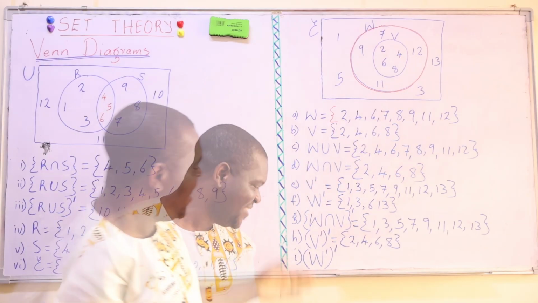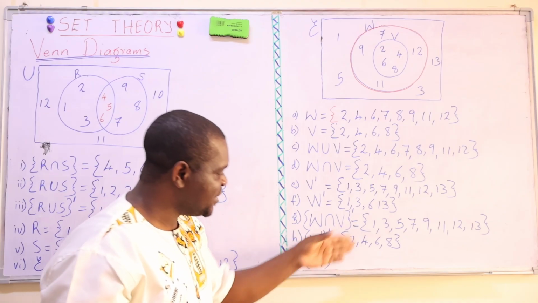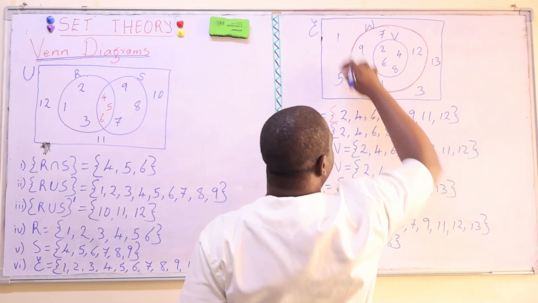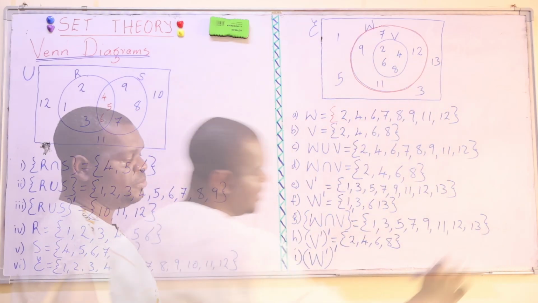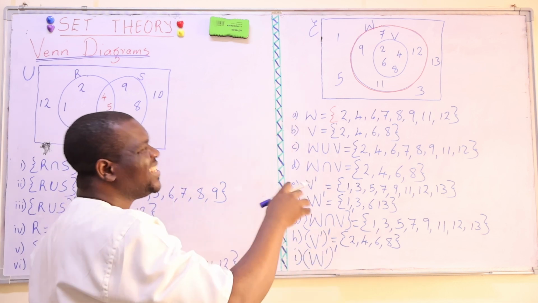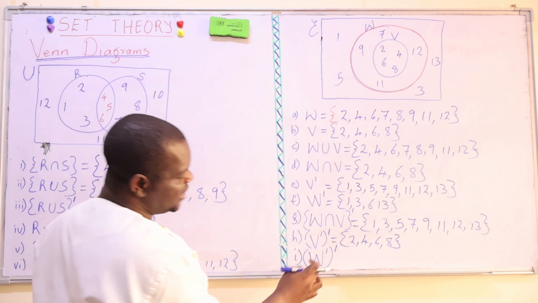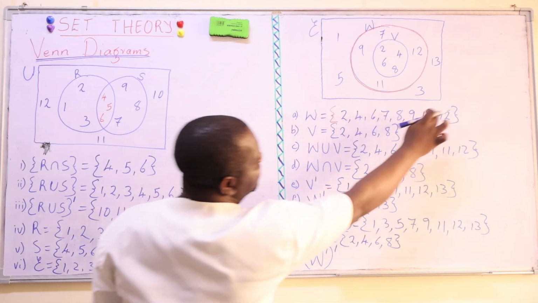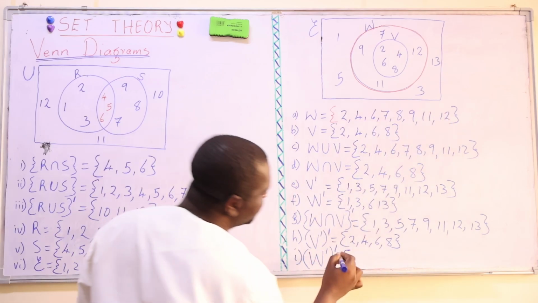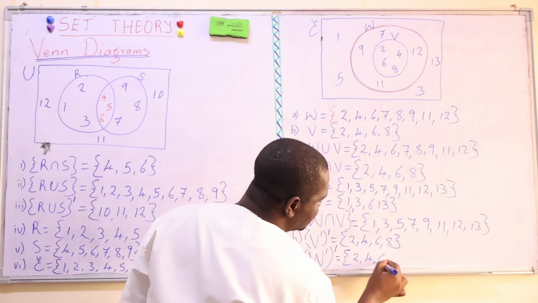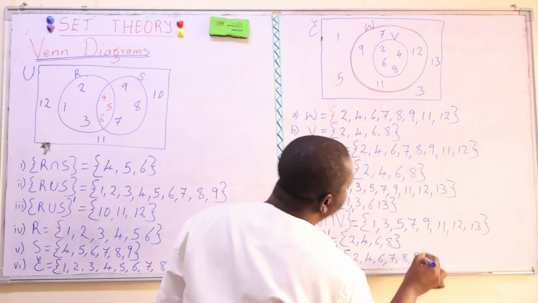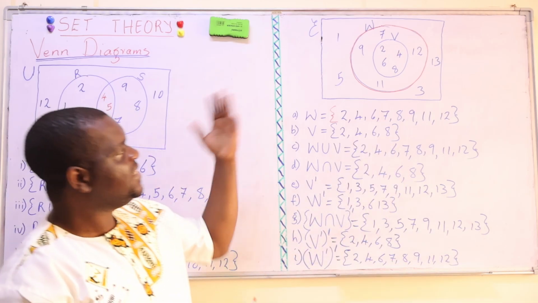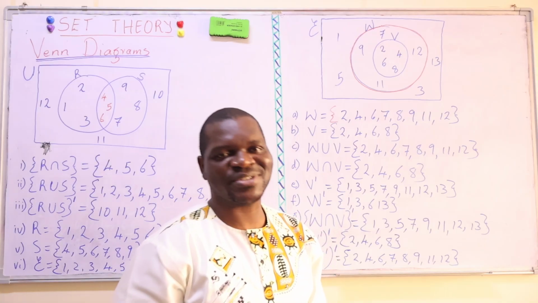Last but not the least is W complement complement. So using this trick, we'll simply just look at the set W and list the elements, because it's asking us for what is in the universal set but not found in the set W complement, and they are the set W, which is here, the first one that we identified. So here is 2, 4, 6, 7, 8, 9, 11 and 12. This is what you can do as far as interpretation of Venn diagrams are concerned.